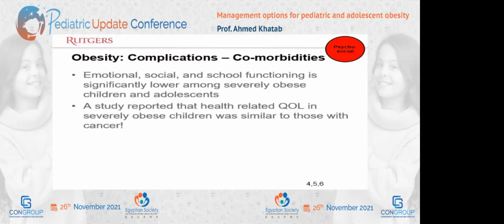Emotional functioning, social functioning, and school functioning is significantly lower among severely obese children. Studies have reported that the health-related quality of life in severely obese children was similar to those with cancer.